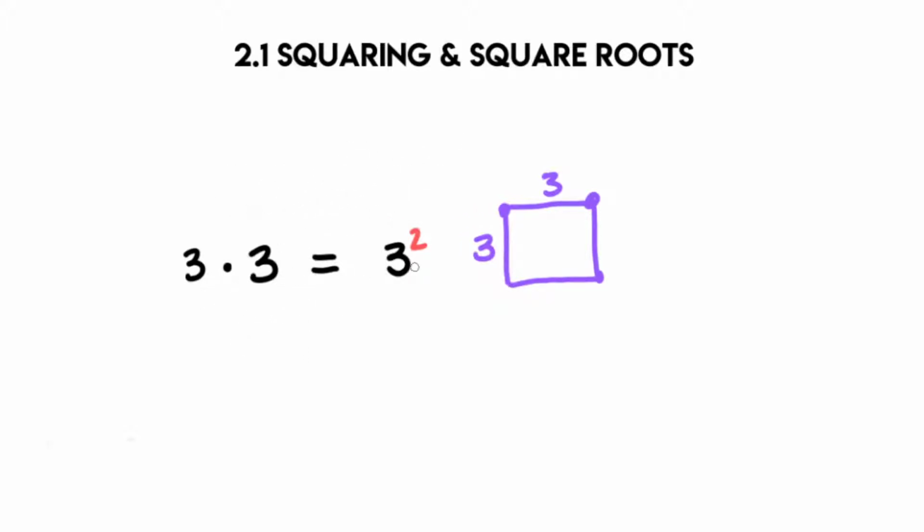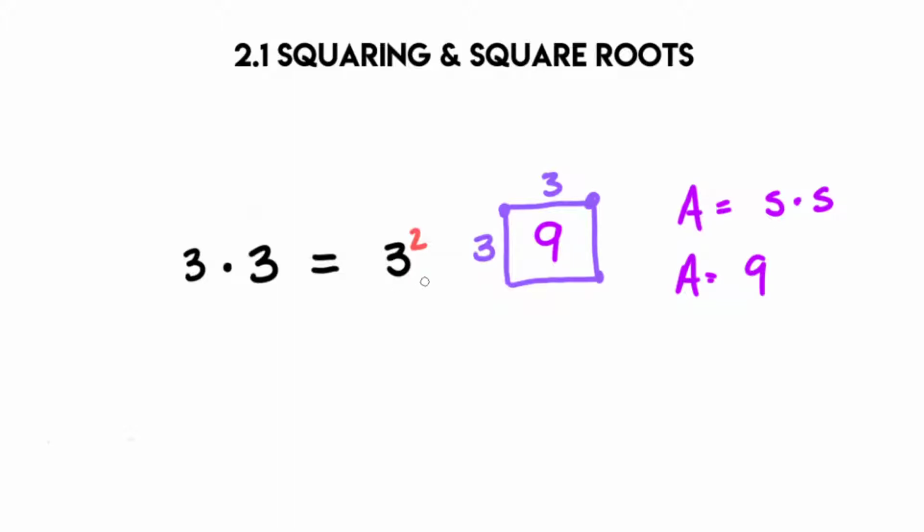So 3 times 3 is equal to 3 squared, okay? Keep in mind the area of this square. The area of this square is going to be equal to a side length times a side length. So 3 multiplied by 3, which means the area of this is going to be 9. 3 times 3 is equal to 9.